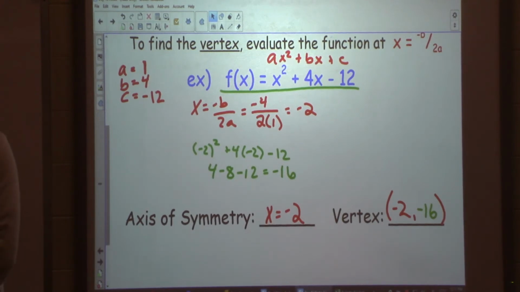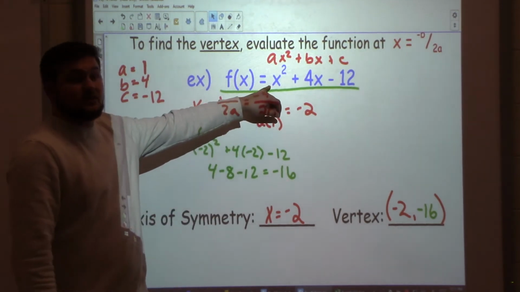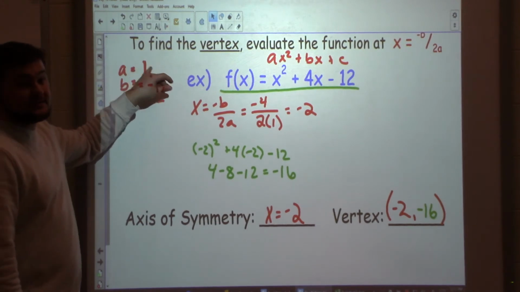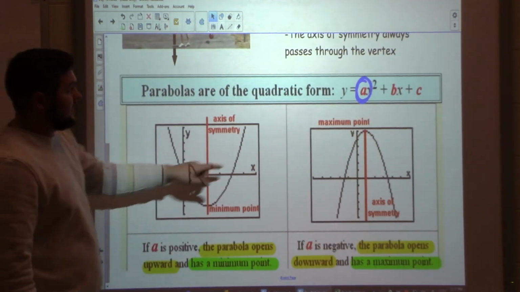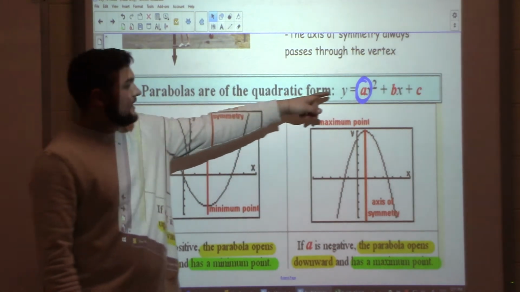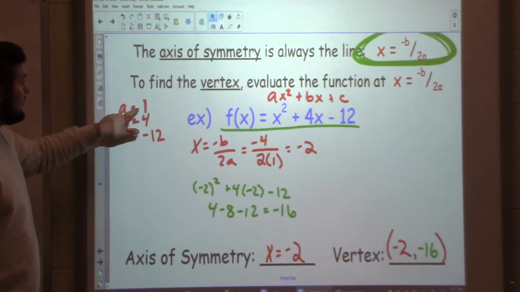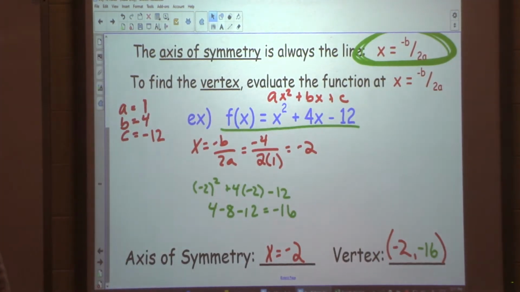Be careful though. Which value are we looking at, did we say? 1. We're looking at the a value, which is +1. So if our a value is positive, we said it will open up. If our a value is negative, it will open down. So this one, because a is +1, would open up like a smiley face. Alright? Okay. Any questions so far? That was standard form.